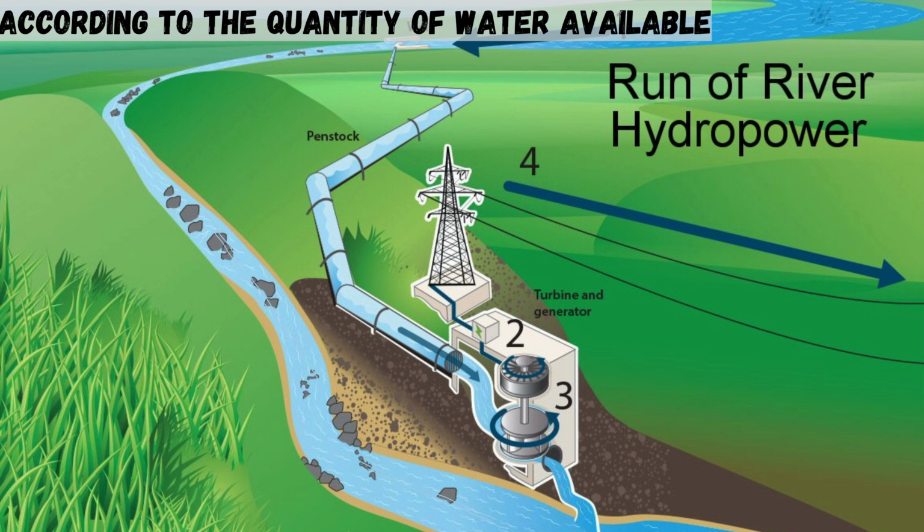According to the quantity of water available. Run-of-river plants without pondage. It does not store water and uses the water as it comes. During good flow condition, these plants may cater to base load of the system. When flow reduces, they may supply the peak demands.